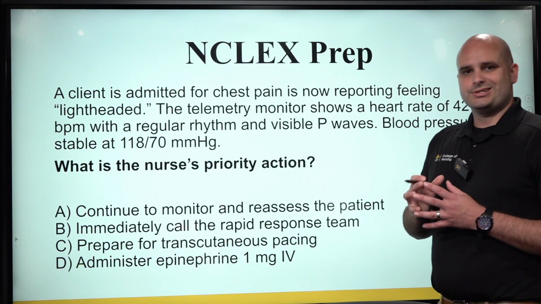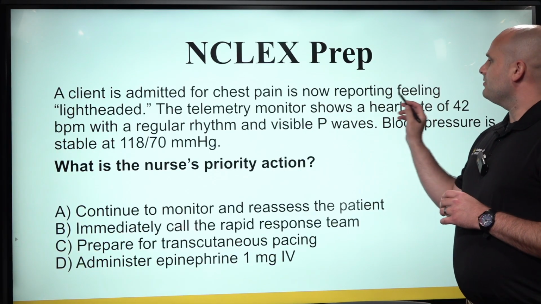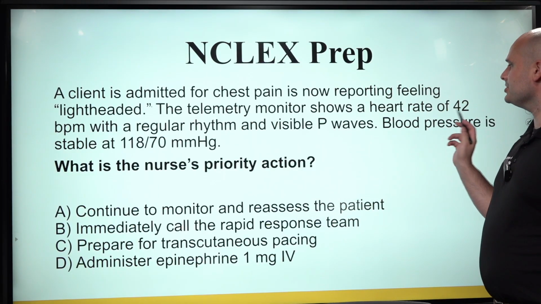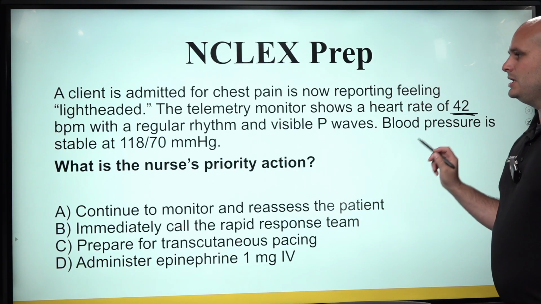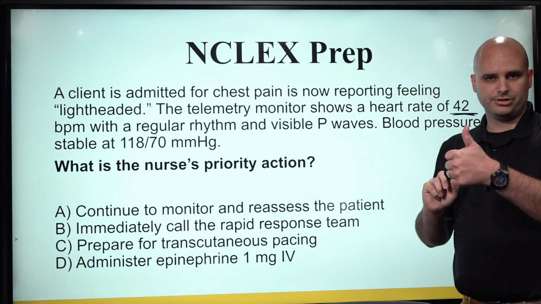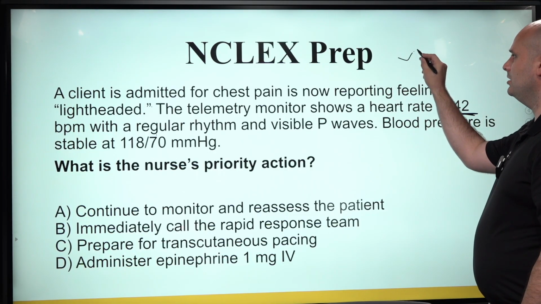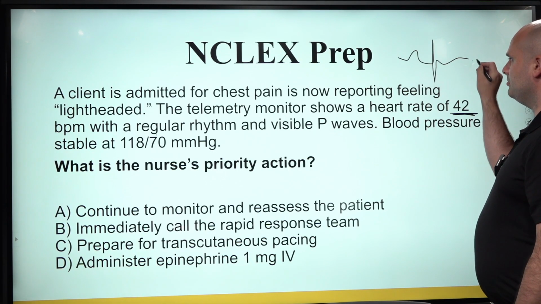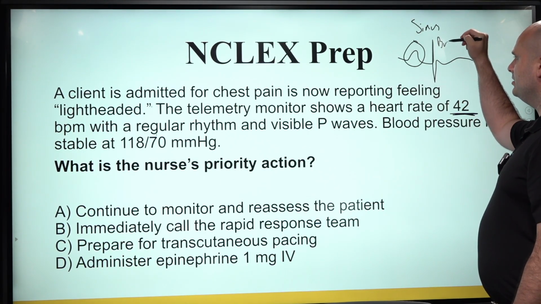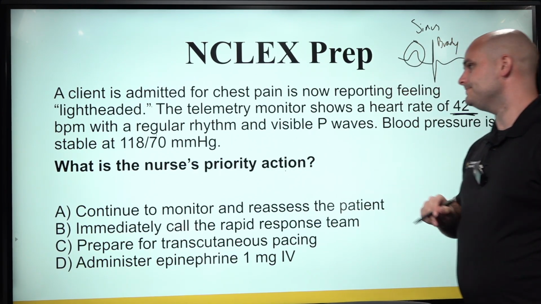So let's look at some questions. How would I be asked something like this? So your client comes in with chest pain, is now reporting feeling lightheaded. Okay. The telemetry monitor shows a heart rate of 42, and it has a regular rhythm and visible P waves. Regular rhythm, 42, visible P waves. Okay. So I'm thinking probably sinus brady, right, as my rhythm. What is your priority action?